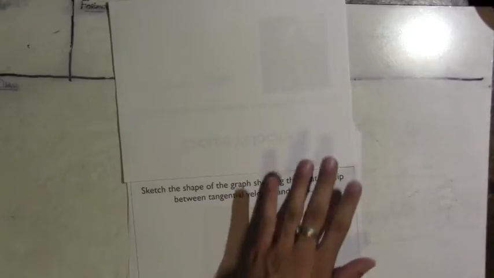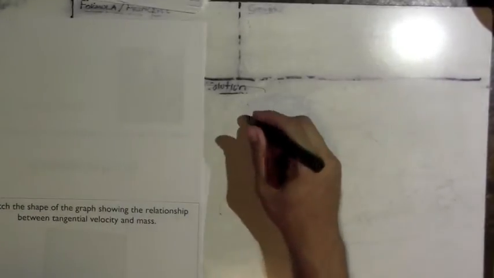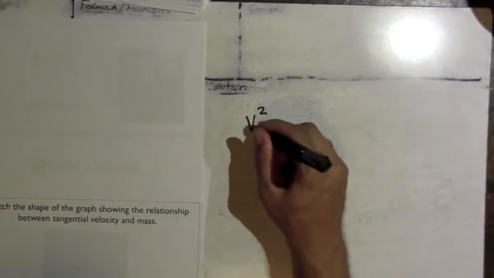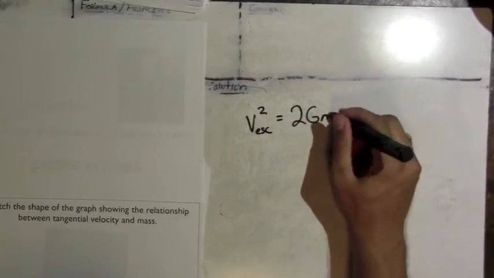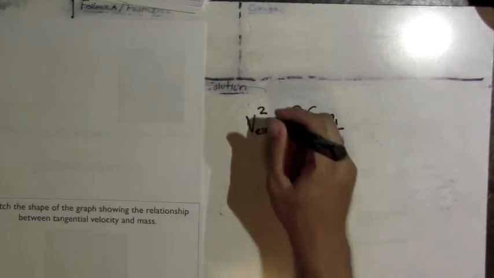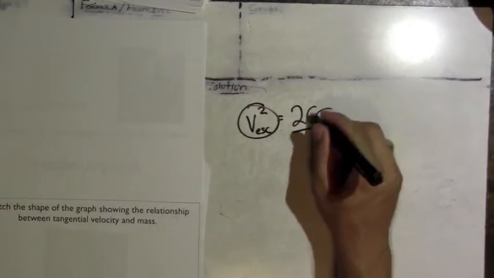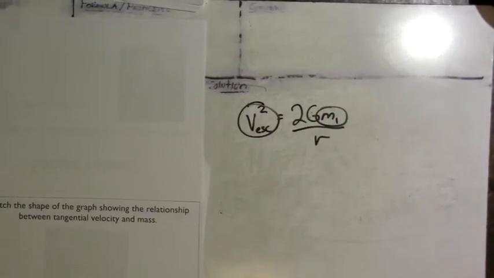Okay, in this question it says, sketch the shape of the graph showing the relationship between tangential or escape velocity and mass. And so what we've seen is velocity squared, we're going to call it escape velocity, is equal to 2GM1 over r. Now, if we were looking at the graphical relationship between two variables, we circle those variables. Those are the two variables that we're interested in.